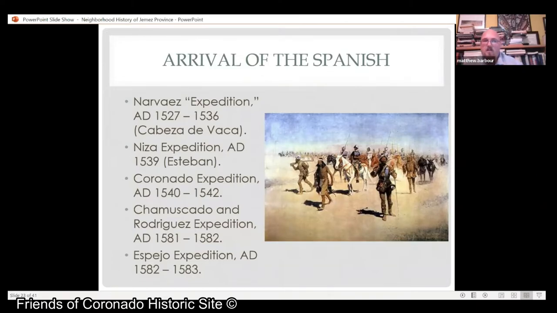Once again, these narratives that get simplified sometimes through New Mexico history are really part of a broader narrative. And here, I just like to point out that the Coronado narrative is part of this broader exploration narrative that included many different people. The Narváez expedition with Cabeza de Vaca and Esteban, and later the Niza expedition with Esteban, and so on and so forth.